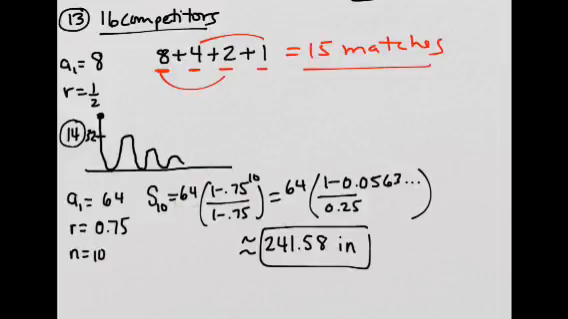And 1 minus 0.75 is 0.25, and then 0.75 to the 10th power. I only wrote the first 4 digits here. It keeps going. But I kept it on the calculator and I subtracted it from 1. Then I divided by 0.25 and then I multiplied by 64, and so I got this.